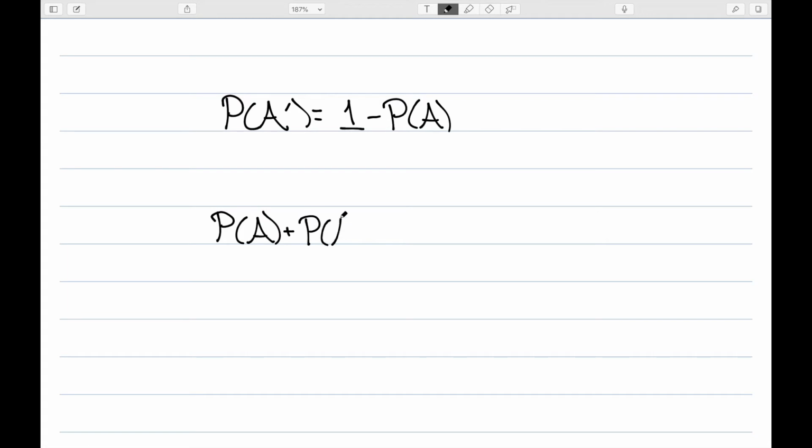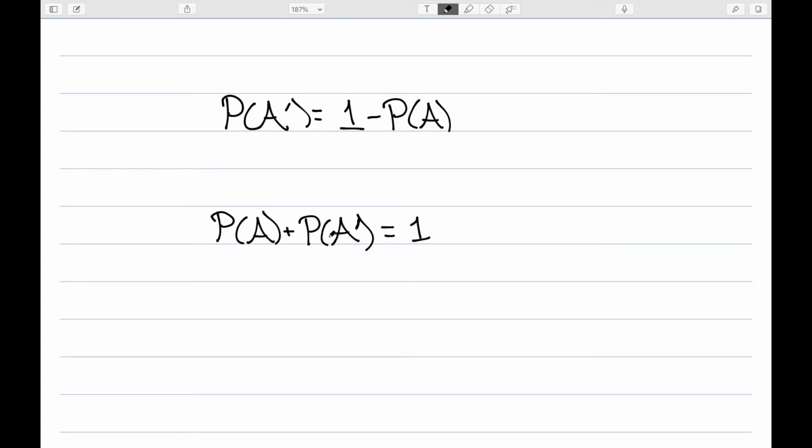Now that I have the idea of complements, I want to talk about their probability. The probability of the complement is 1 minus the probability of A. Another way to say this is the probability of A plus the probability of its complement is equal to 1, which should make sense because every single possible outcome will either be in A or not in A. So together, they should comprise everything.